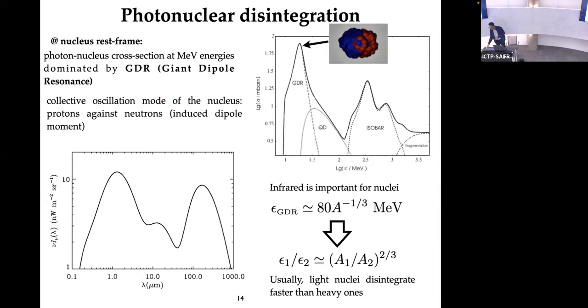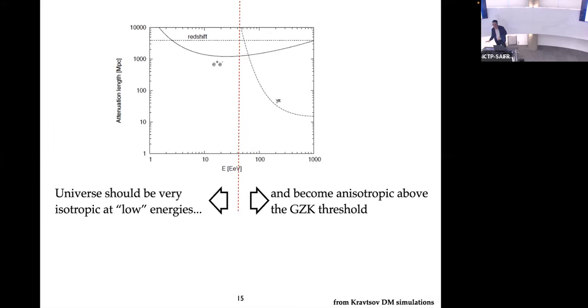And then if it's a nucleus, the process is not via delta resonance, but via photonuclear disintegration. So you basically induce a giant dipole resonance in this nucleus, and it breaks up. So at least part of that suppression, we believe, is coming from resonant interactions with the CMB.